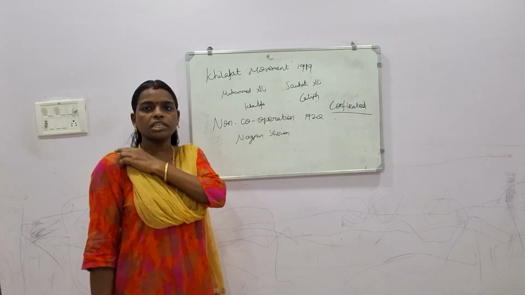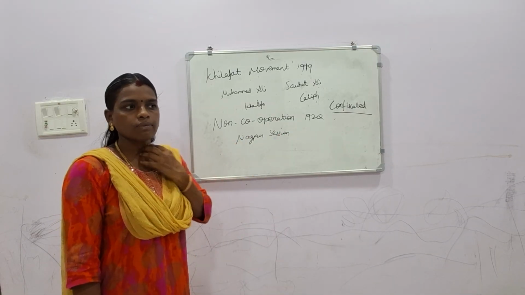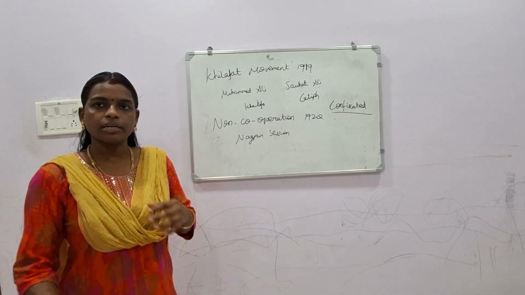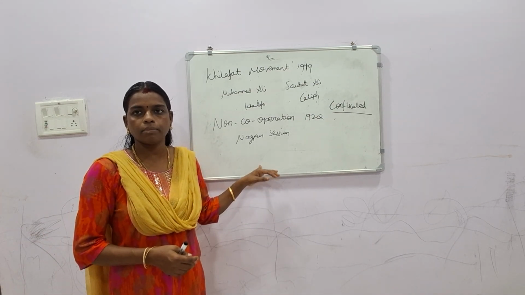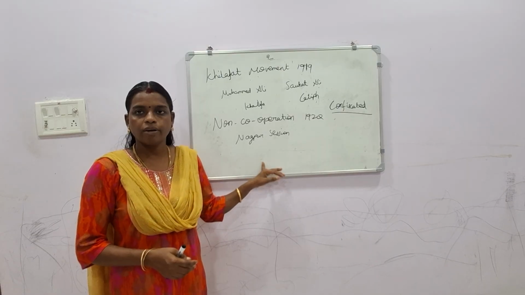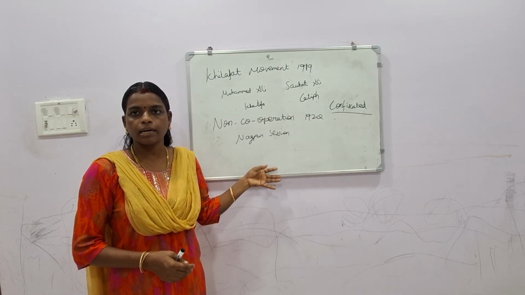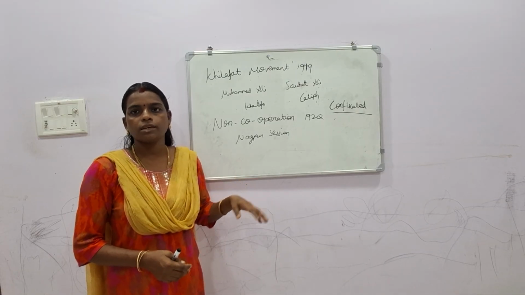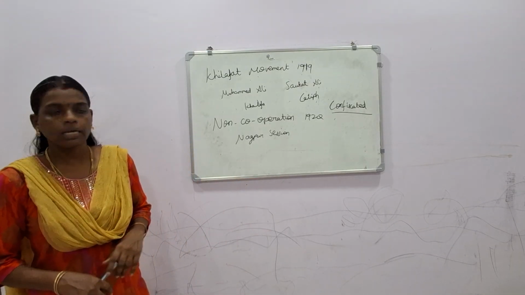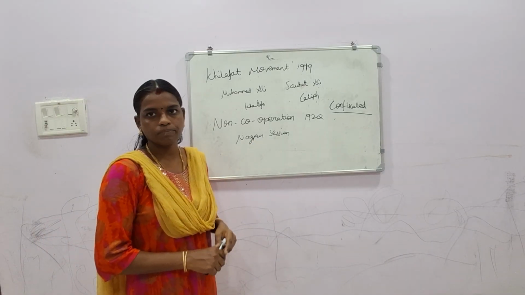Non-cooperation movement was initiated by Mahatma Gandhi in the year 1920 in the Nagpur session of Congress. Congress conducts its meeting every year in different places. So the Congress party conducted the meeting in Nagpur, where Mahatma Gandhi proposed the Satyagraha for the non-cooperation movement. He initiated the policy of non-cooperation in the year 1920 in the Nagpur session of Congress.